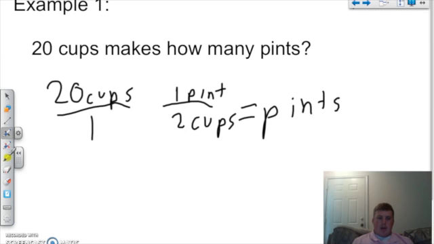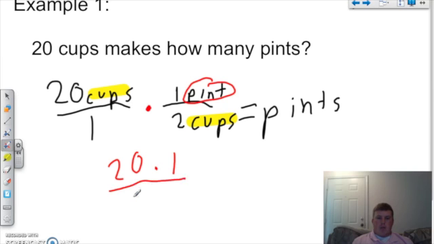Now you'll see that we have cups and we have cups. These are going to cancel out and go away. And if you'll notice, our only measurement that we're left with is going to be pints. So now our operation is going to be multiplication. These are 2 different fractions that we're going to be multiplying. So we're going to multiply the top times the top, 20 times 1. And then the bottom times the bottom, which is 1 times 2.